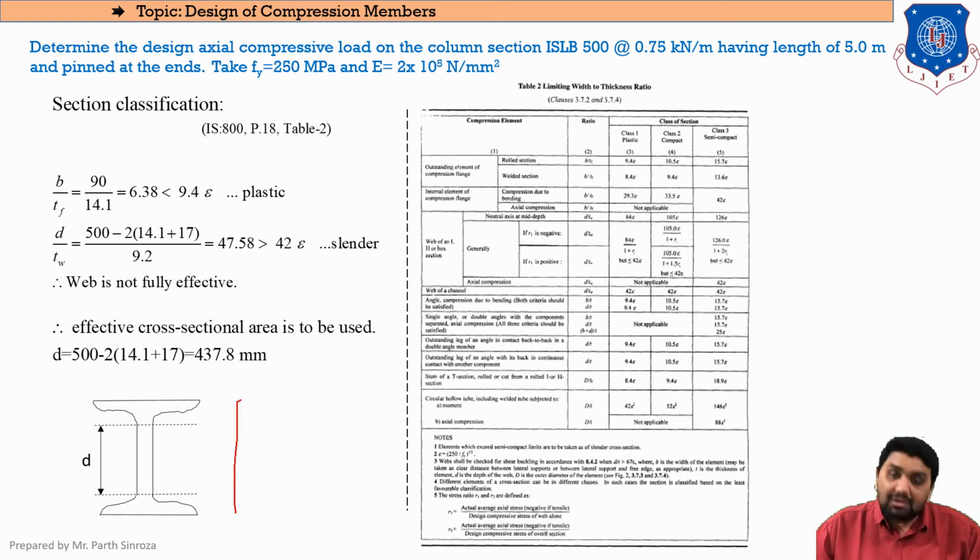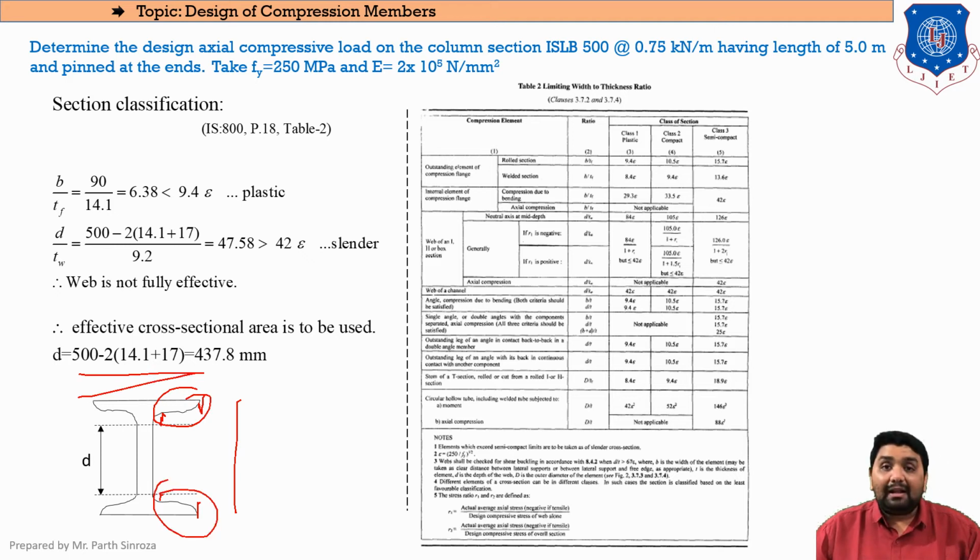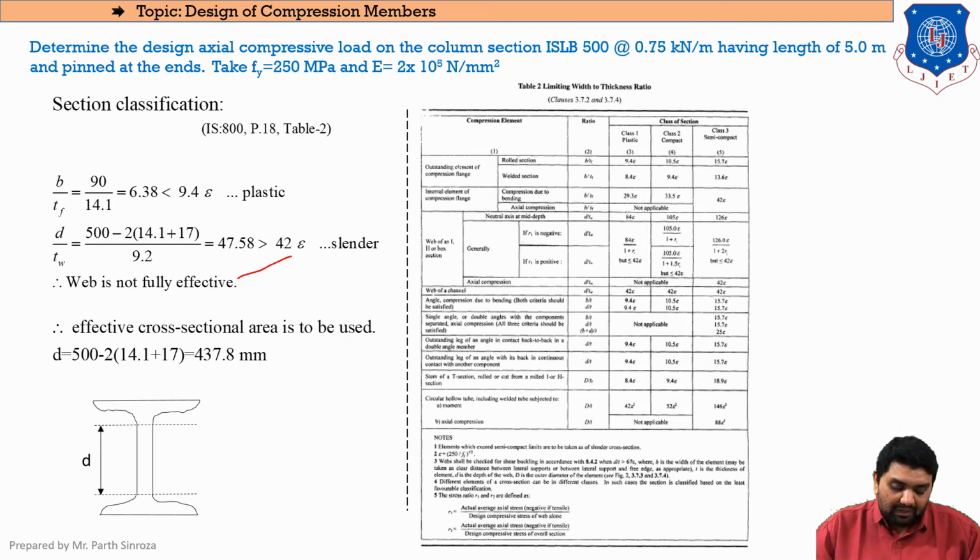So this total was 500, out of which this was our root radius. This distance was our root radius that we will deduct from both sides, and this distance was our thickness of flange. Clear? So out of this 500, we will be deducting these two from both sides, and we will get the total depth of web to be 437.8. So the total depth of web was 437.8. If the total depth had satisfied, then this ratio would have been satisfied.